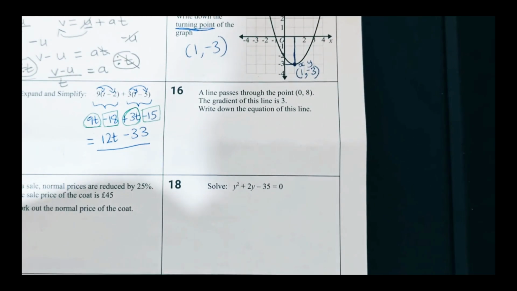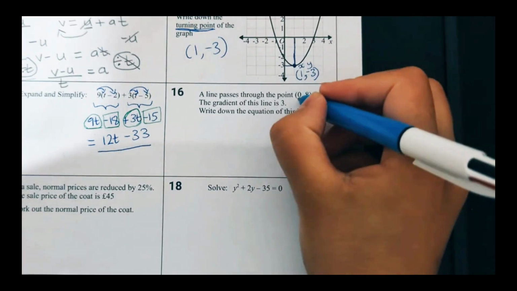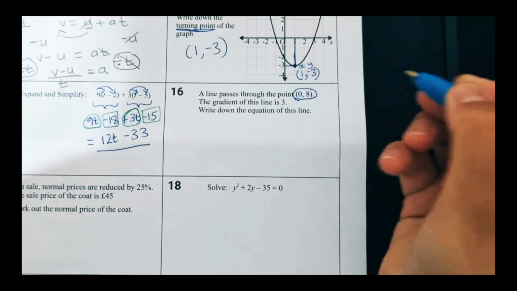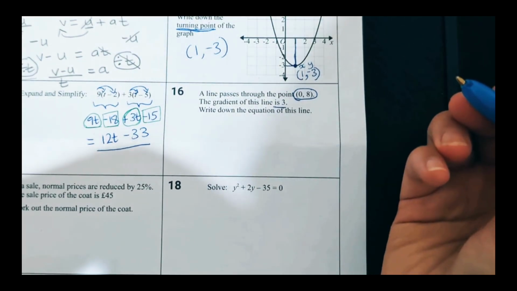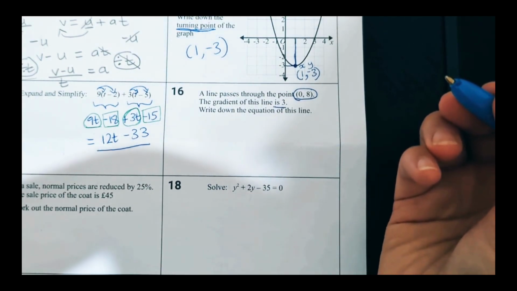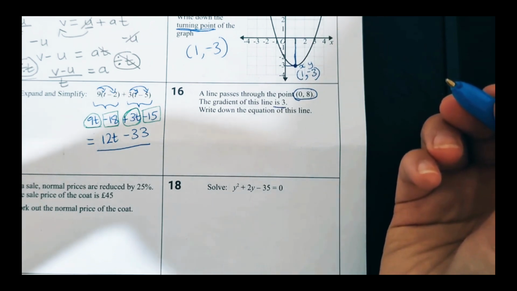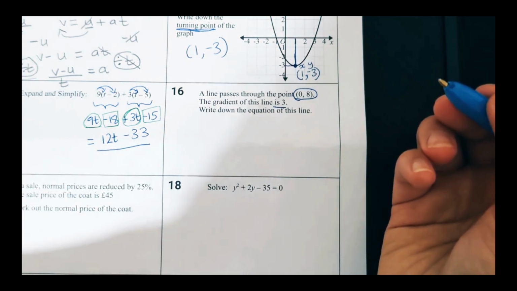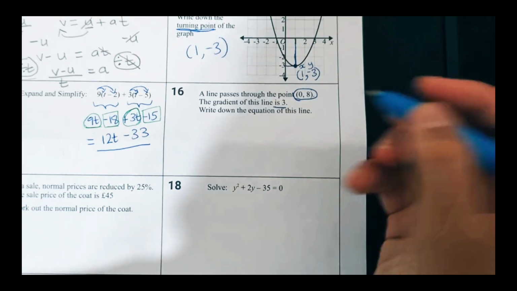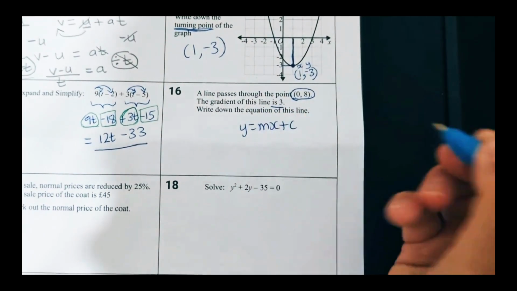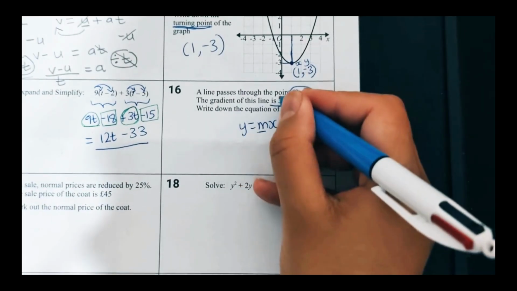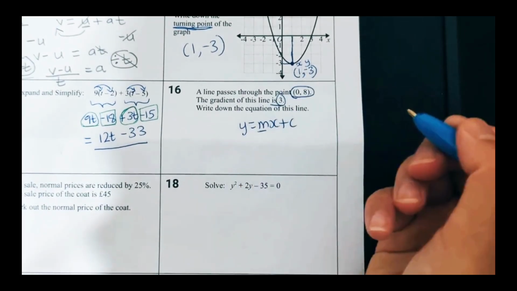Question 16 is about a line passing through the following point, (0, 8). The gradient of this line is 3. Write down the equation of this line. Okay, so this is asking us for the equation of a straight line, linear graphs, which as we know is usually y equals mx plus c. m in this case is your 3, which is the gradient.